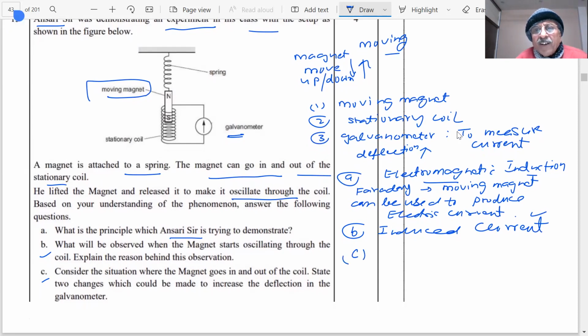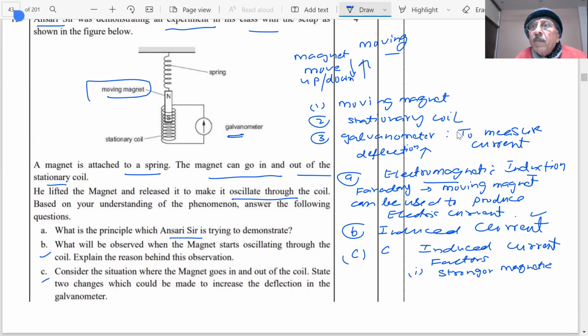How to increase the current, student? The induced current depends on what factors, student? One thing is that I can use a stronger magnet, increasing the strength of the magnetic field. If the strength is more, then there will be more induced current.